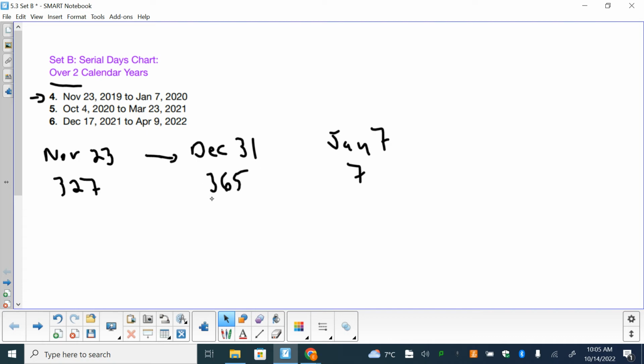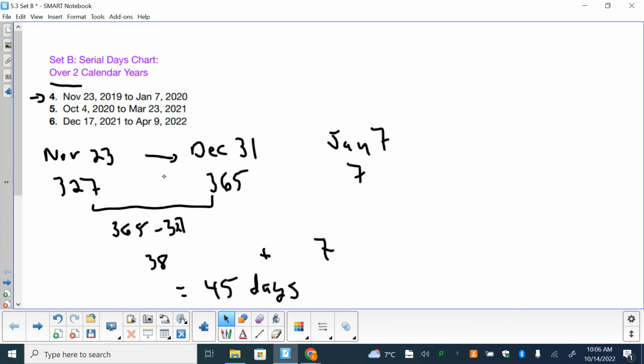So what I'm actually going to do is subtract these two numbers because I want to see how many days does it take to finish off the calendar year. So if I subtract 365 minus 327, I get 38 days. So it takes 38 days to finish off 2019. And then we're doing an extra going into the next calendar year, another 7 days. So 38 plus 7, I get 45 days.